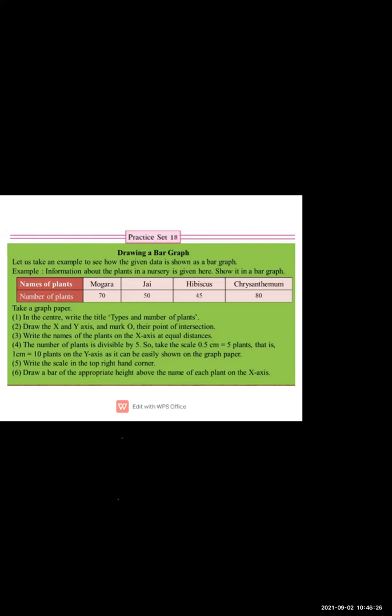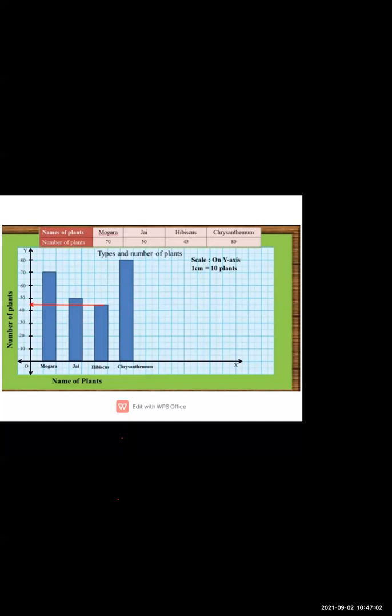Now we have to write the scale in the top right hand corner. That also I have shown you, how to write the scale. After that we have to draw a bar graph with height according to the number of plants. Now let's see how to draw it. Here you can see on the top I have given the names of the plants and number of the plants. Here first we have drawn the x-axis and y-axis.